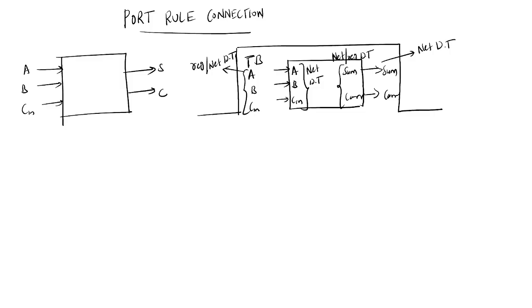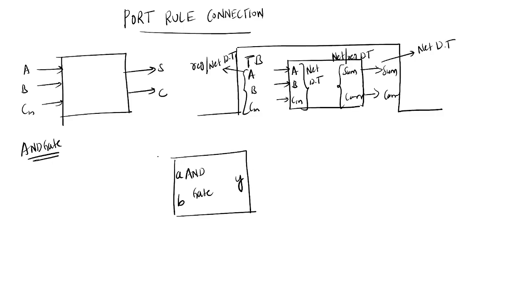Understood. So suppose you are writing for an AND gate. The AND gate is my design. For this AND gate, you have how many inputs? Two inputs, A, B, and the output is Y.